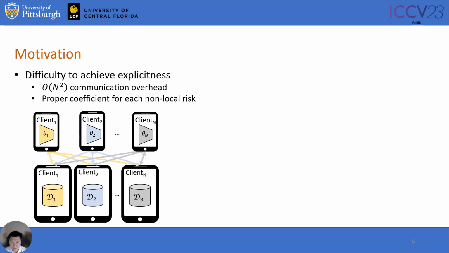Now, why don't all PFL algorithms use explicit design? This is because its communication cost will be increased to O of n squared. Also, setting proper values for the coefficients of non-local risks is not trivial.